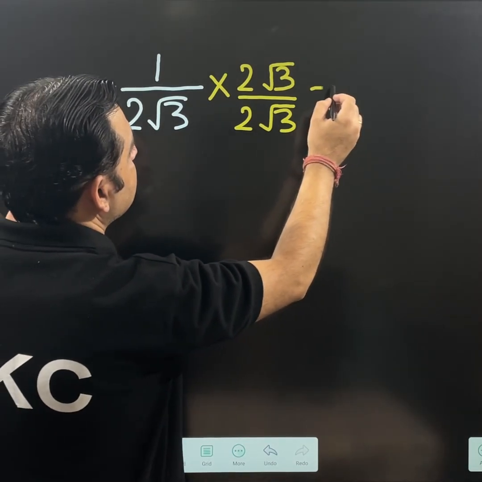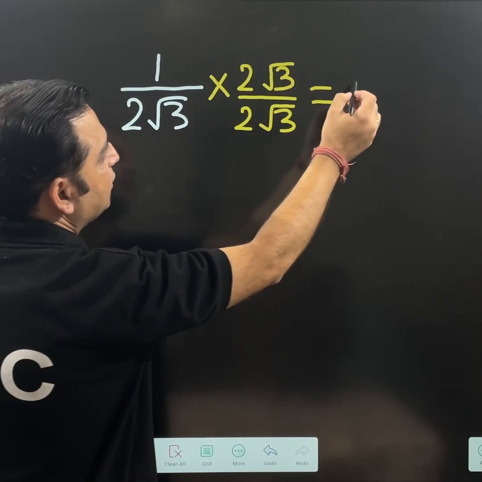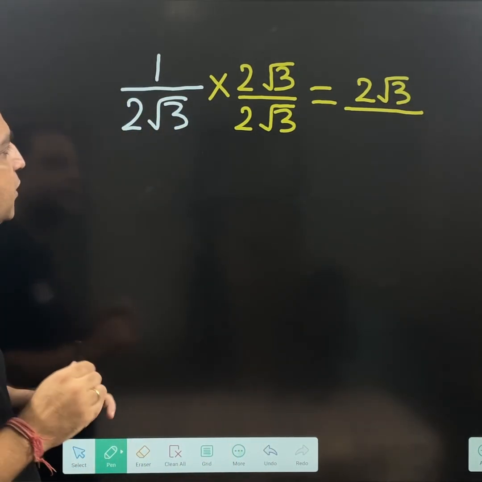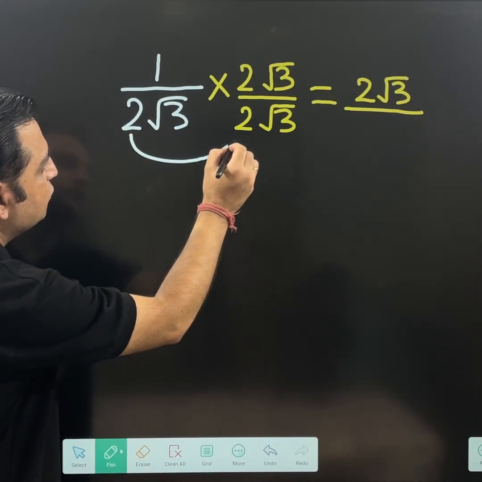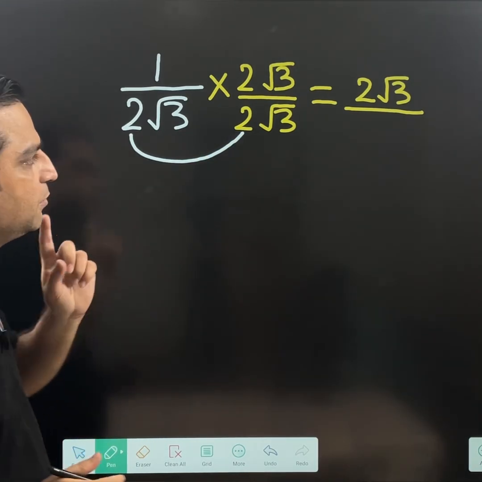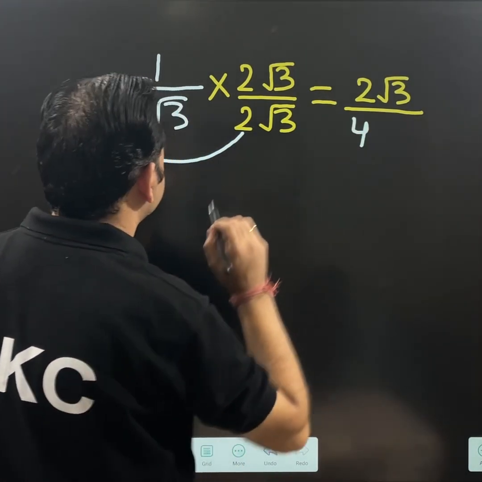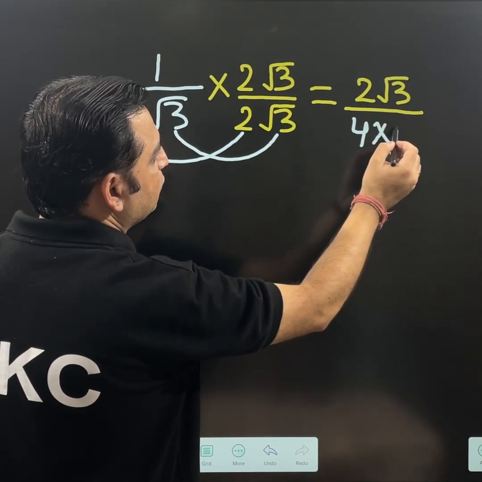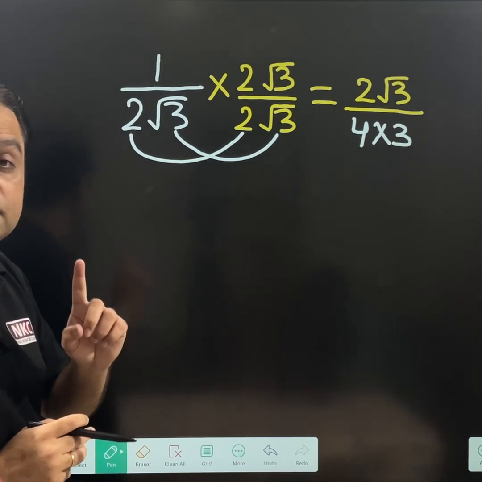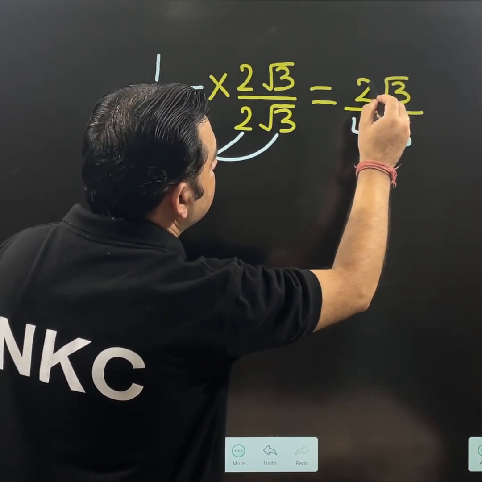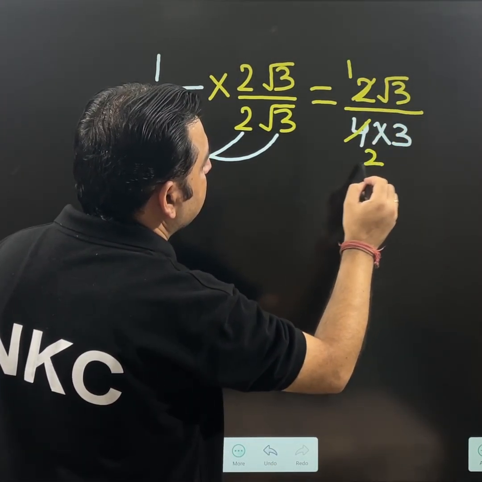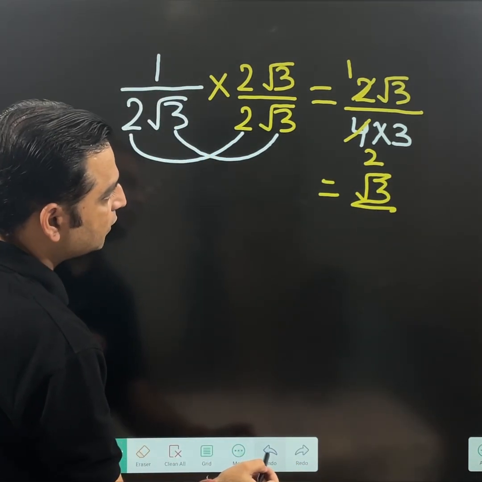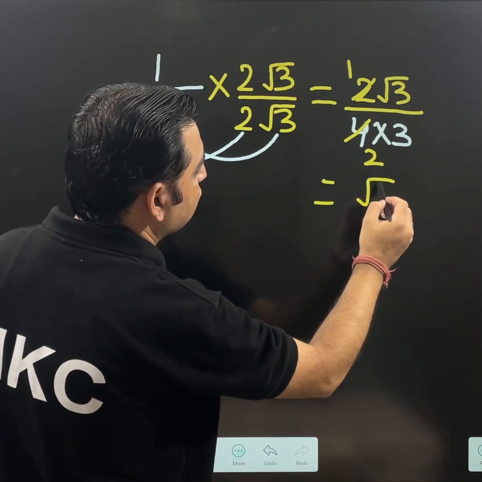And what will be the answer? Numerators will be multiplied with each other. While multiplying the denominator, this 2 will be multiplied with 2. Do remember, 2 multiplied by 2 is 4. Root 3 will be multiplied with root 3, which makes 3 only. And your answer will be, see, this 2 and 4 you can cancel, and your answer will be root 3 over 6. Your answer will be square root of 3 over 6.